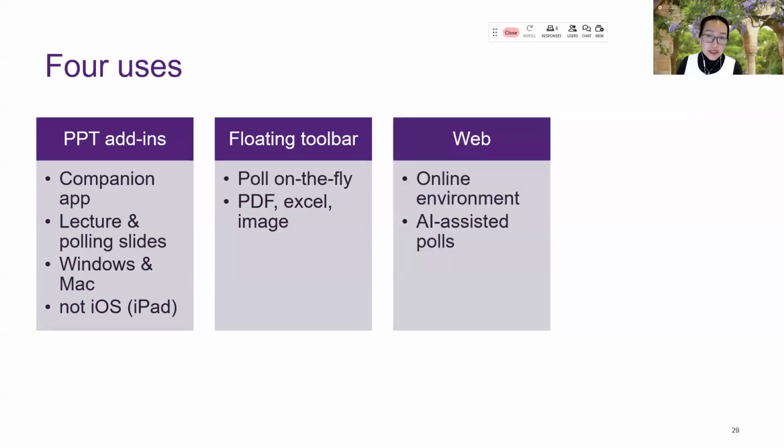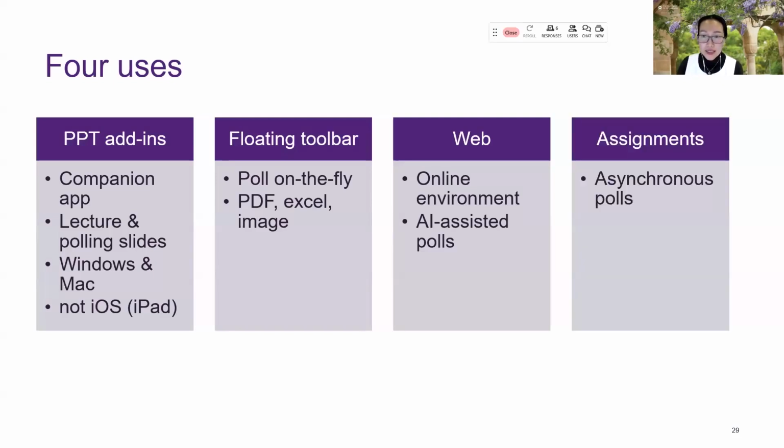On the web environment, you can create a similar poll, but then you will run it on the web environment. So on the web environment, you have the AI assisted polls. If you have the content, you can copy paste the content, and then the AI will generate the poll question for you.